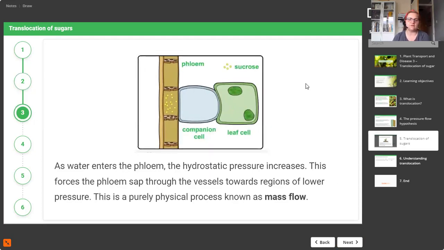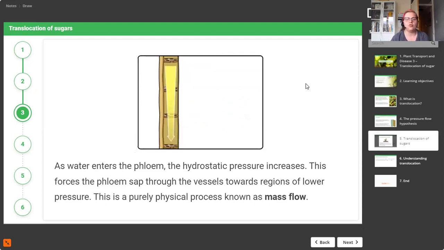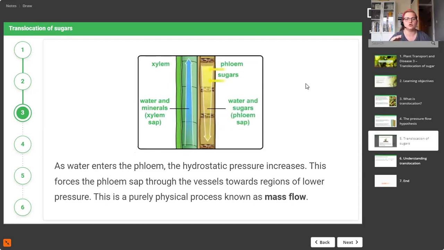As water enters the phloem, the hydrostatic pressure increases. What this does is force the phloem sap through the vessel towards the regions of lower pressure. And this is a purely physical process. It's known as mass flow. And that's all to do with the xylem and the water going up and the phloem and the sugars going down.